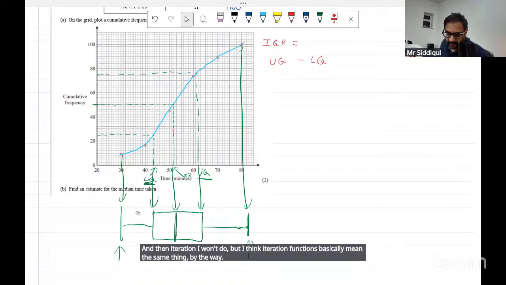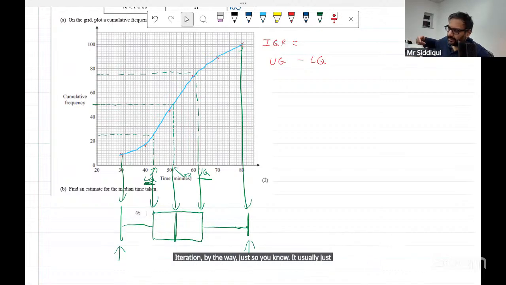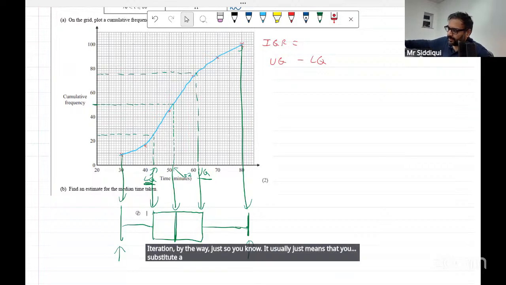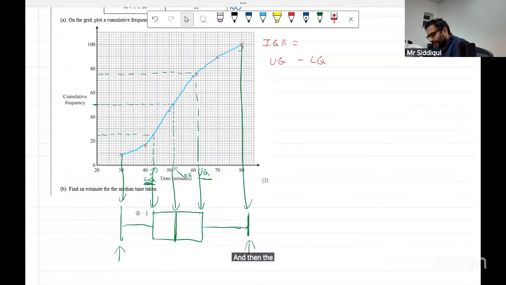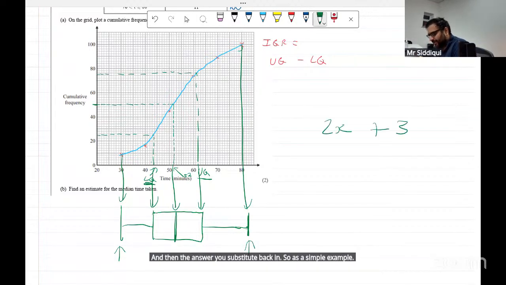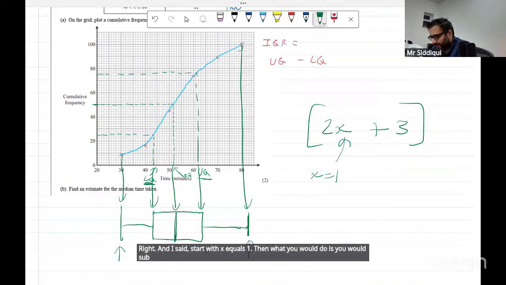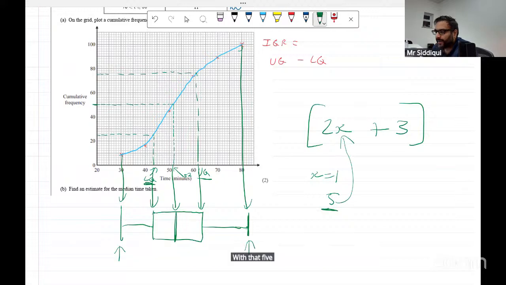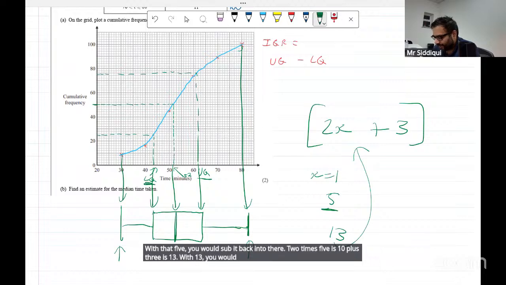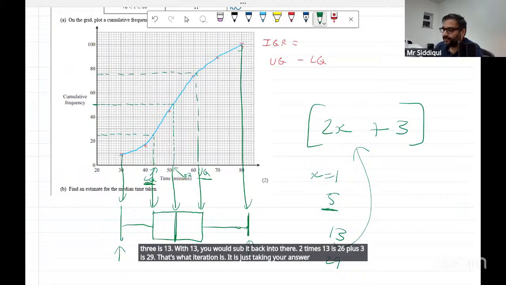Iteration, just so you know, usually means that you substitute a number into an equation, and then the answer you substitute back in, and then the answer you substitute back in. As a simple example, if I said to you 2x plus 3 is my iteration, and I said start with x equals 1, then you would sub x equals 1 into there and get 2 times 1 is 2, plus 3 is 5. With that 5, you would sub it back into there. 2 times 5 is 10, plus 3 is 13. With 13, you would sub it back into there. 2 times 13 is 26, plus 3 is 29. That's what iteration is. It is just taking your answer and repeating it. There's a reason for it, but that is what it is.